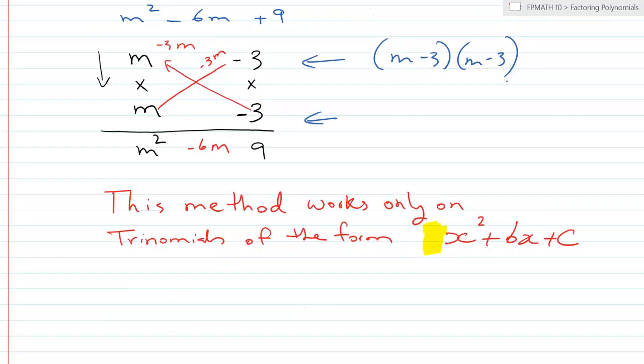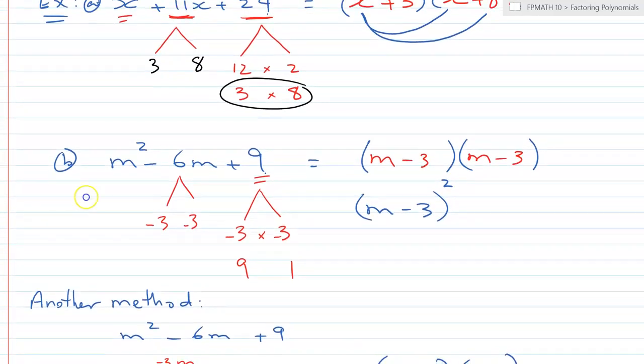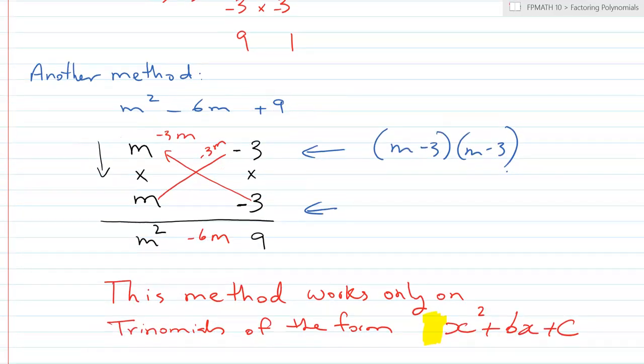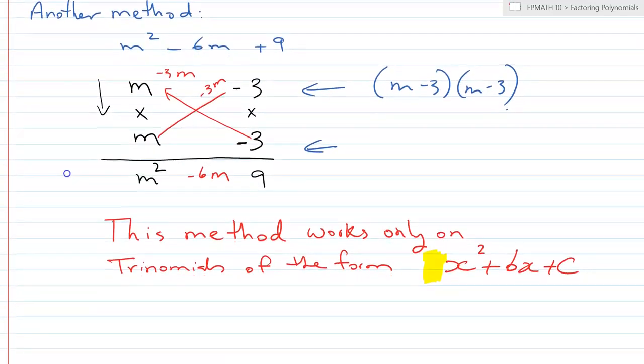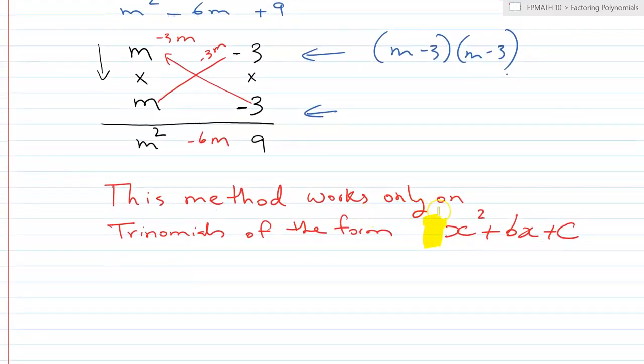The last thing I need to mention is that either one of these two methods we have talked about, the top one or the bottom one, only works when the two numbers you multiply give you the constant term, and when you add them, you get the middle term. This method only works when you have a trinomial written in this form, and the leading coefficient, which is the number in front of the x squared or m squared, the very first term that is squared, is 1. And for the most part we don't write it.